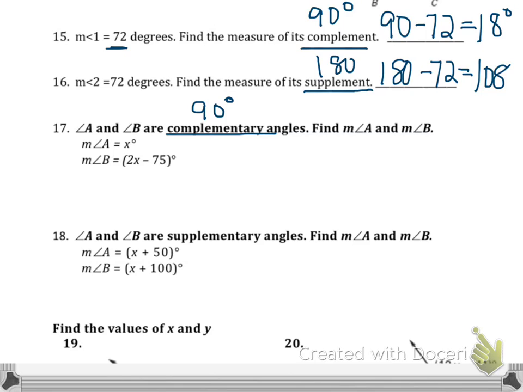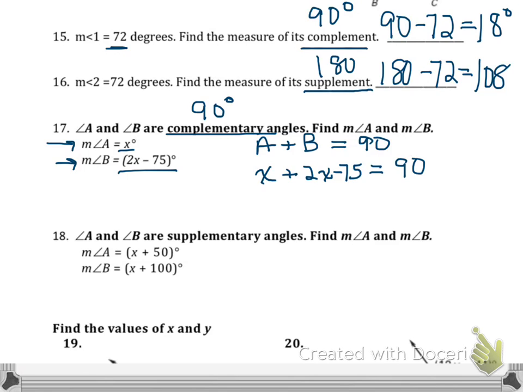Okay, so I know right away that angle A plus angle B has to be 90. But then I look and I see what information they gave us. If I want to figure out what each angle measures, I have to use these equations. So wherever I have an angle A, I'm going to put the equation for angle A, which is just x. Plus angle B is equal to 2x minus 75, and that has to equal 90. On your left side, combine your x's, 3x.